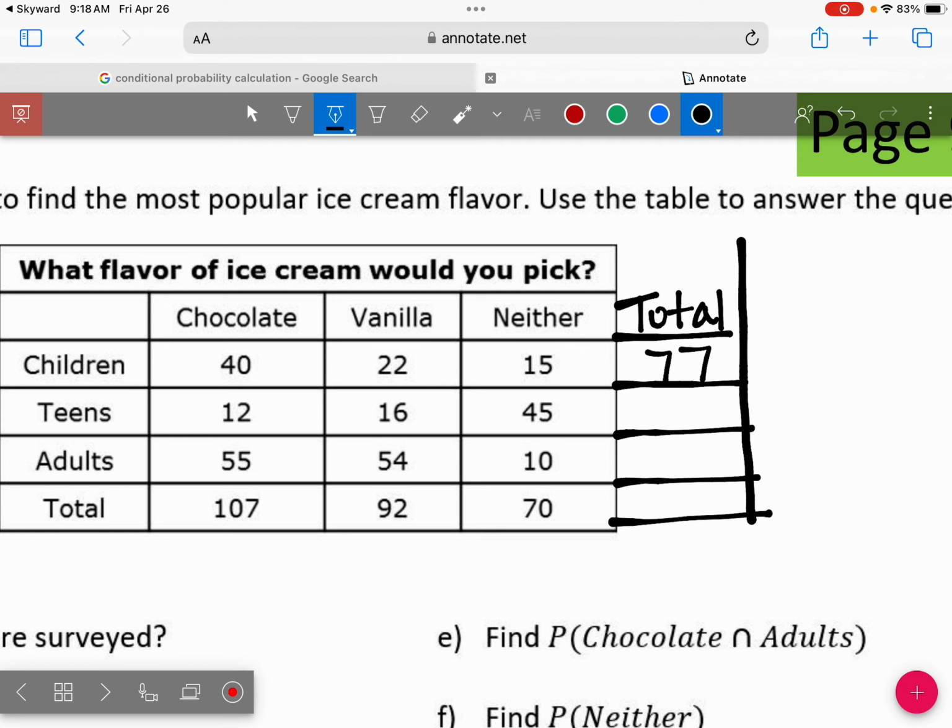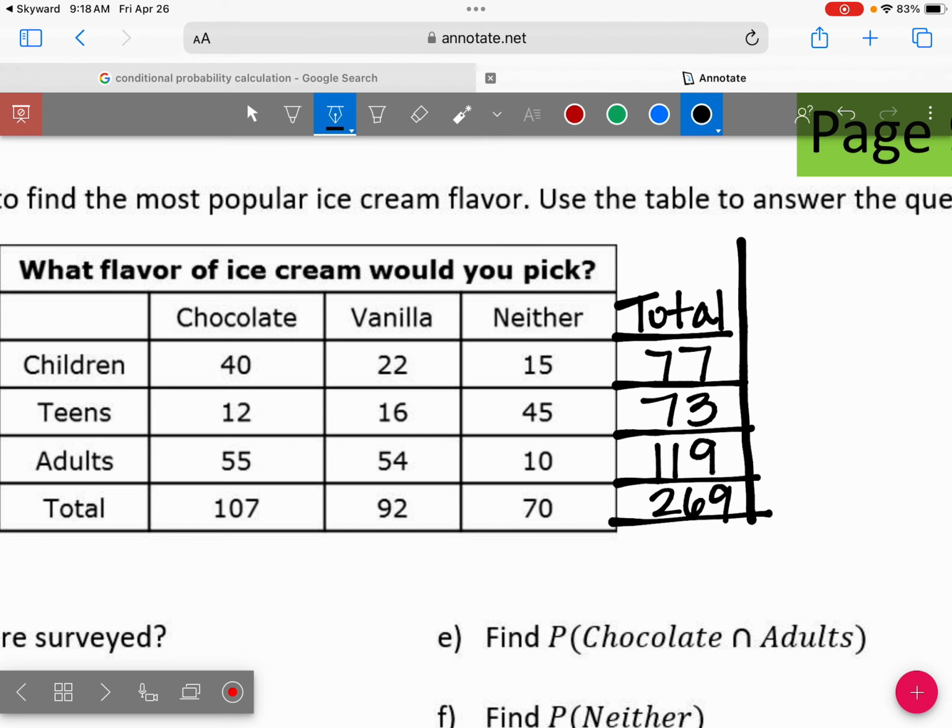73. Anybody else get 73? King, what you get for the adults? And then Stacy, what did you get for the total of the totals? All right, do we agree with these numbers? Because that's really important that we have these four numbers right.